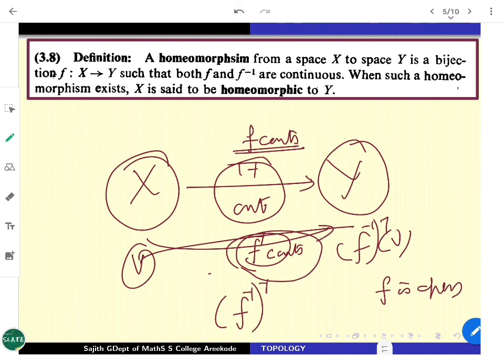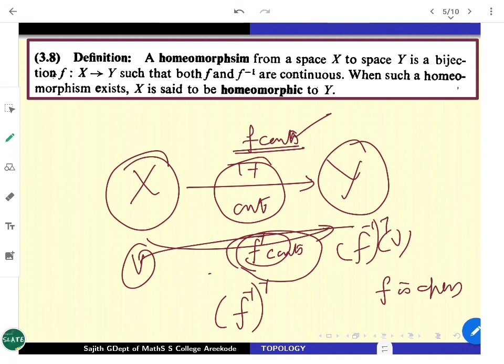So this homeomorphism can be stated equally in many ways. Once you have a bijection and a continuous map, instead of saying that f inverse is continuous, one can say that f is an open map. I mean, an open continuous bijection is equal to a homeomorphism. Or just start with a bijection and simply say that f inverse is an open map, that also will do. f inverse is also an open map, I mean openness is given.